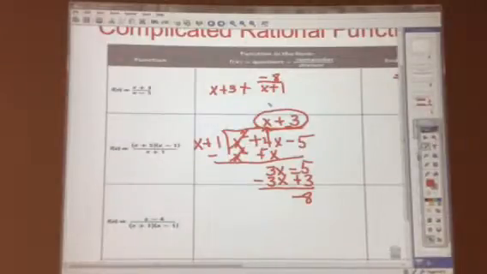I will tell you in a minute that that's going to be a slant asymptote or an oblique asymptote, and I'll show you how to get that in a minute. Okay, any questions on that? All right, let's go to the next one.